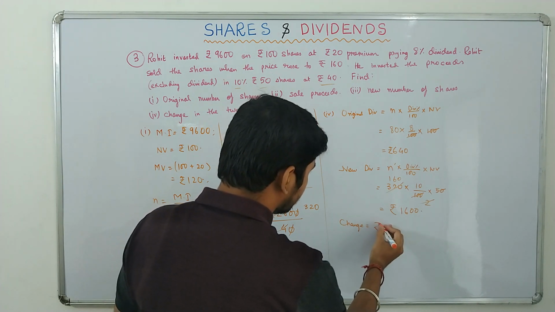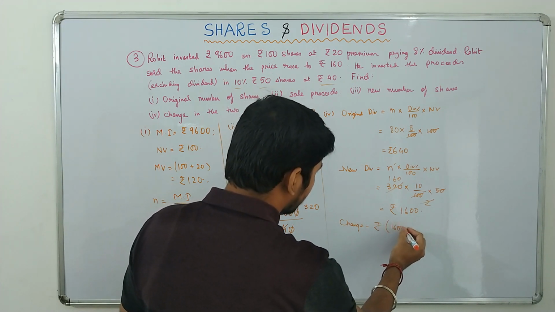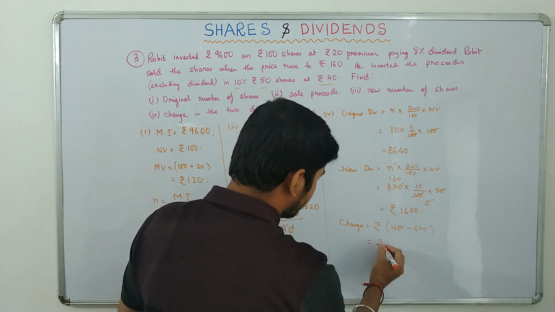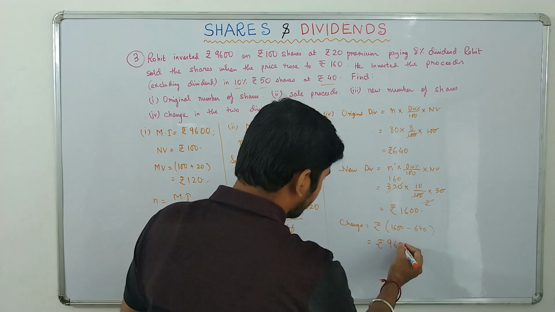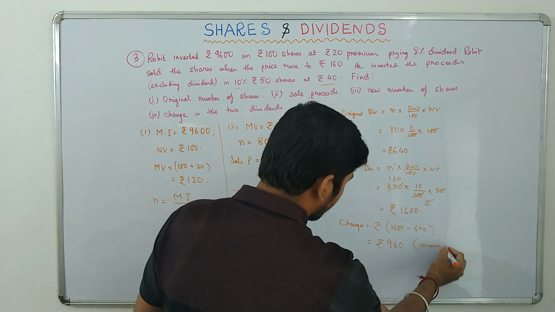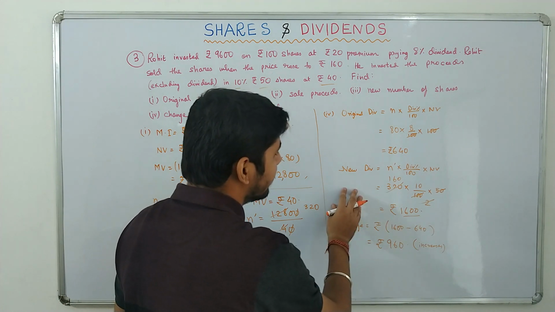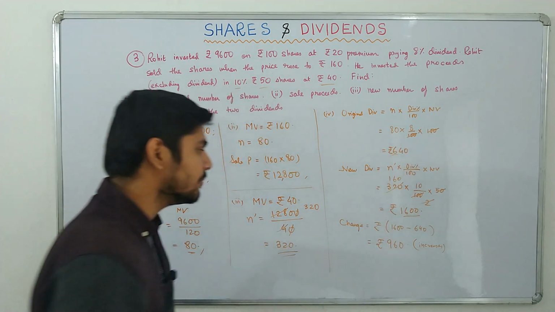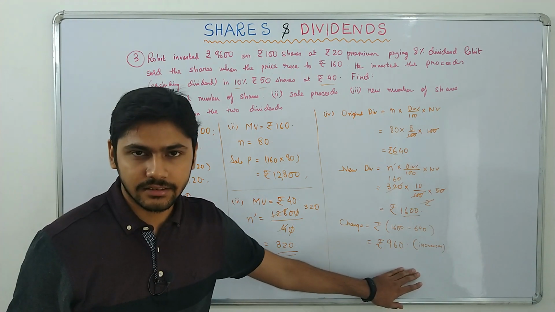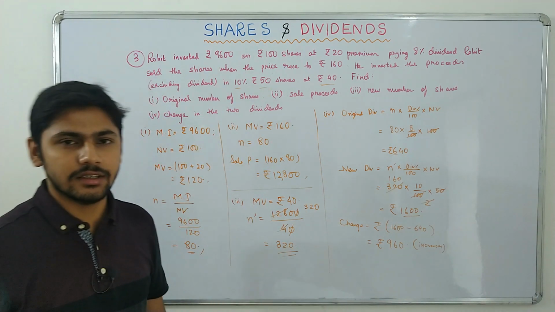will be equal to rupees 1600 minus 640, which is equal to rupees 960. It increases because the new dividend is higher than the original dividend. So we can see that the change is rupees 960 and it increases. So this was the whole question.